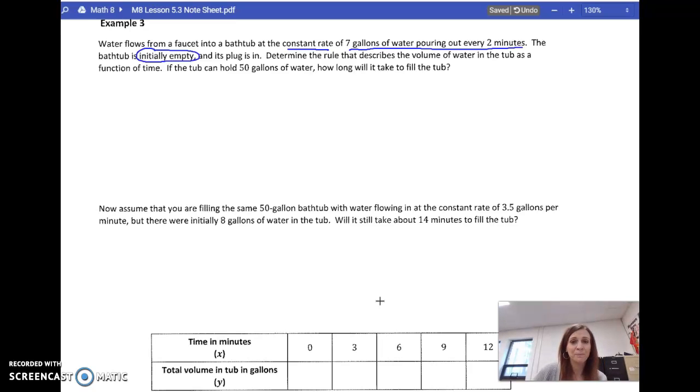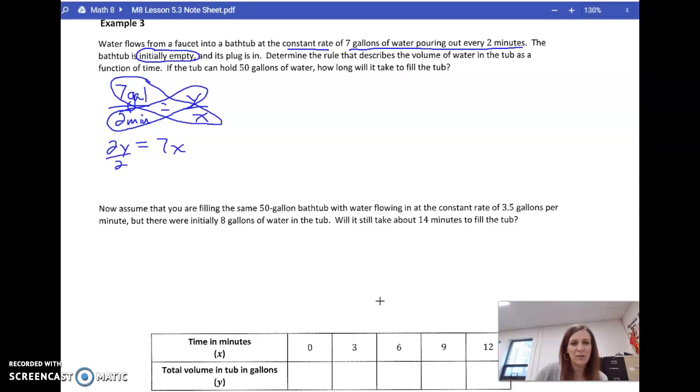So remember, minutes go on the bottom. So we're going to say 7 gallons in 2 minutes equals y divided by x. And then just like we've been doing, 2 times y using our cross products equals 7 times x. Then we're going to divide both sides by 2. 2 divided by 2 is 1y. 7 divided by 2, we'll just say is 3.5, times x. Y, remember, is the gallons, and x is the minutes.